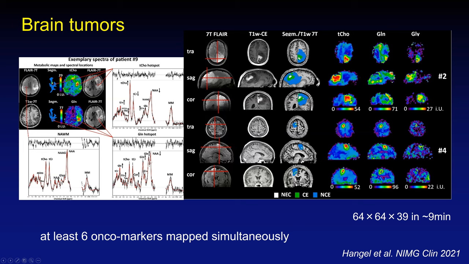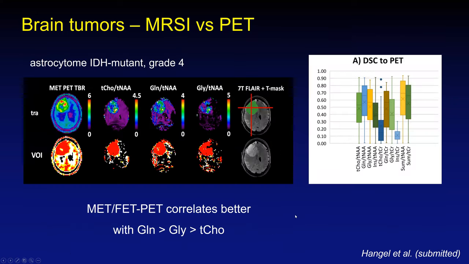But if you look at the glutamine hotspot, this presents completely different. In this case, the choline is not vastly increased. NAA is reduced, but the glutamine is almost as big as the NAA peak and even bigger than choline to creatine. And there we can also make metabolic maps of glycine, for instance. And of course, we have the metabolites of NAA and creatine and so on still.